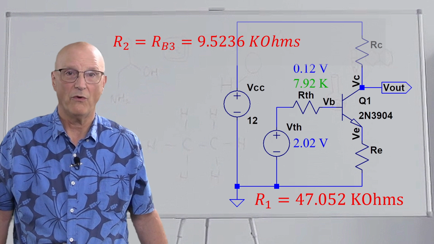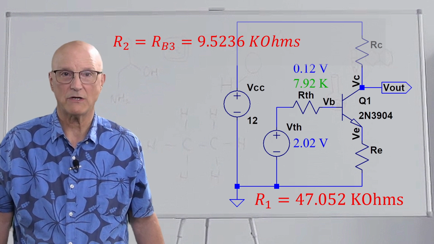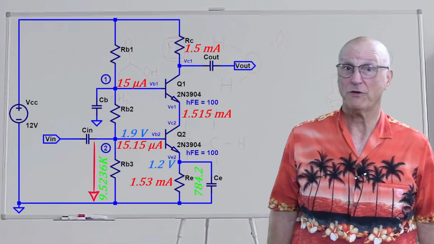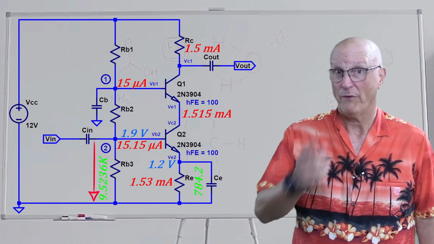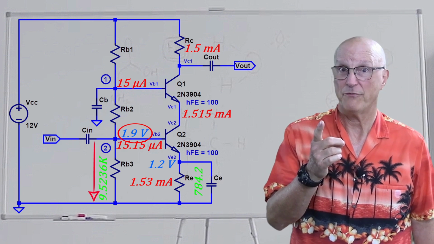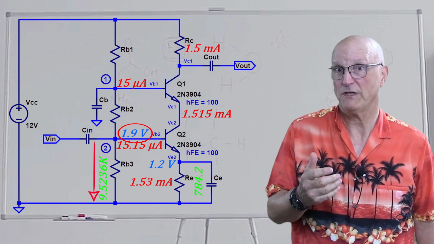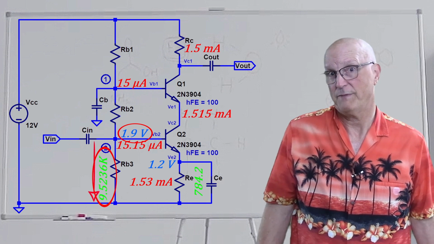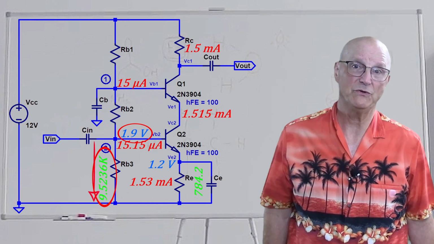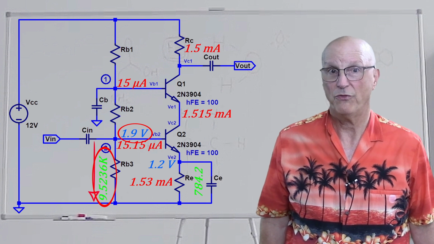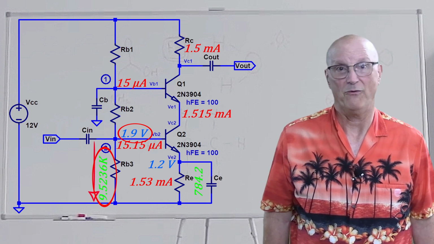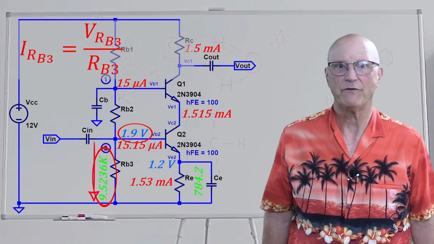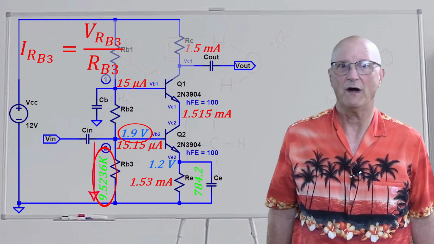To do this, we're going to have to determine all of the currents associated with this resistor chain. Well, we start this process with the current through RB3. We already know the voltage across RB3 because it is the same as the base voltage of 1.9 volts. And we know the value of RB3 because we just calculated this as R2, and this is 9.5236 k ohms. Now, we put this into Ohm's law, which tells us that the current through RB3 is the voltage across it divided by the value of it.